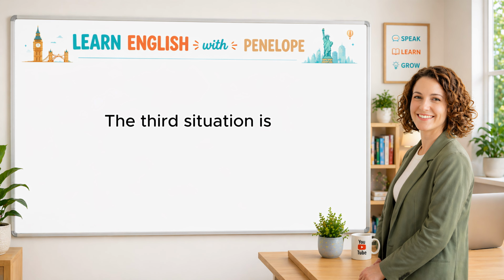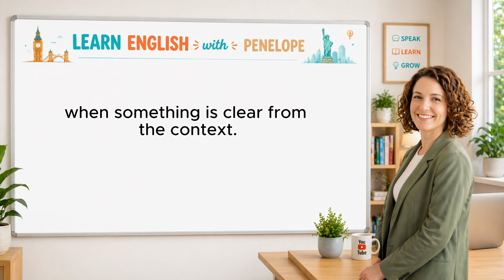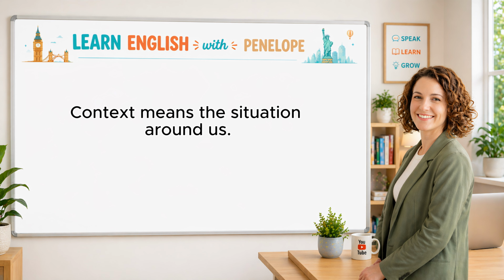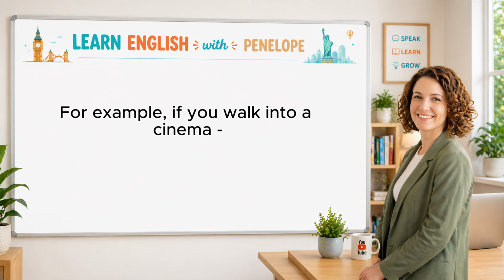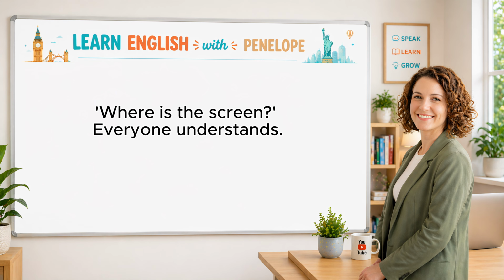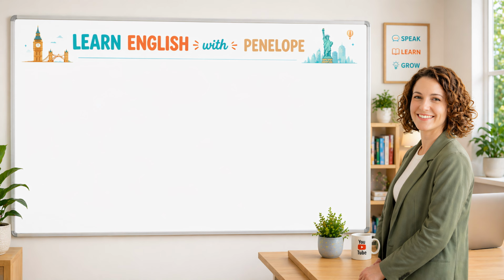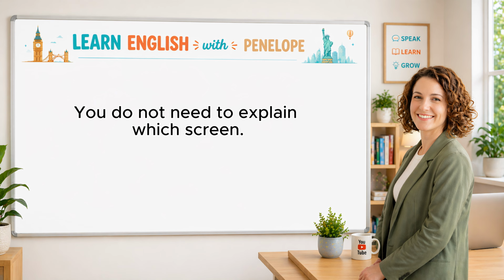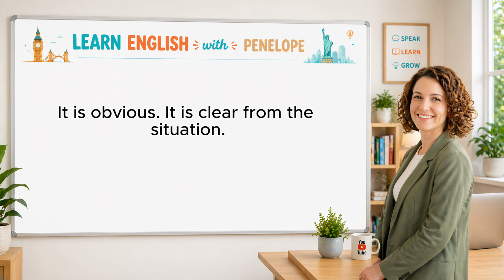The third situation is when something is clear from the context. Context means the situation around us. For example, if you walk into a cinema, a movie theater, and you say, "Where is the screen?" Everyone understands. There is only one big screen in that cinema. You do not need to explain which screen. It is obvious. It is clear from the situation.